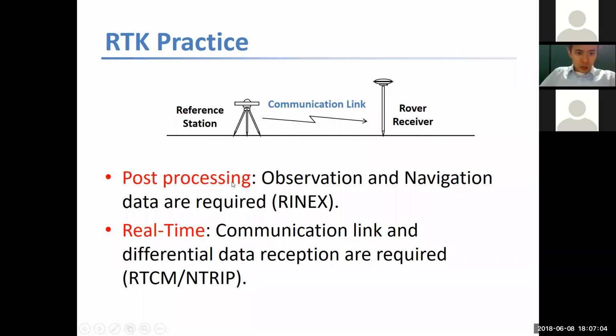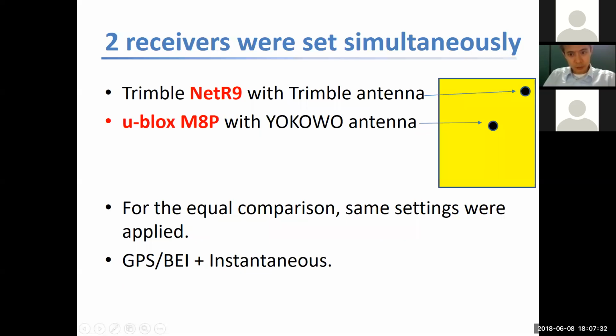And of course, there are 2 ways for RTK: usually real time, where you have to set up the communication link as I said, or post-processing. You will obtain the observation and navigation data at both the base station and rover stations, and you can use RTKLIB for the RTK processing. Or commercial companies provide RTK post-processing software, but it's very expensive.